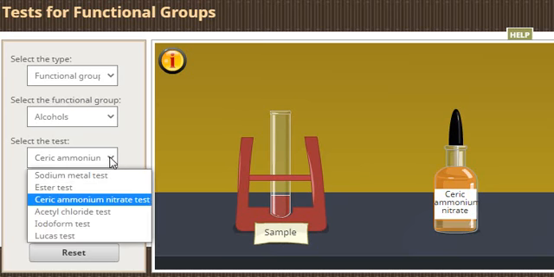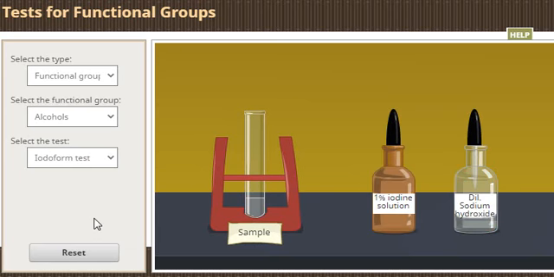Now the fourth one is the iodoform test. The fourth test to identify the alcohol is the iodoform test. For that test we have a test tube in which the sample is placed. Now we have 2 reagent bottles required for the test. The first contains the iodine solution and the second one contains the dilute sodium hydroxide solution. The formula for sodium hydroxide is NaOH.